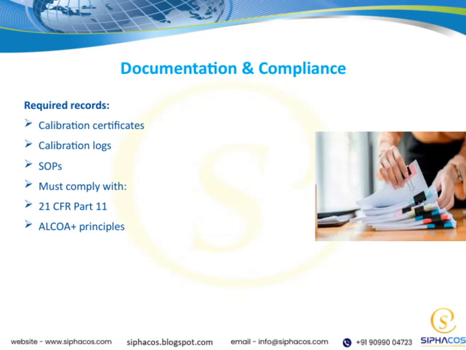Let's talk about documentation and compliance. First, it's essential to keep accurate records, such as calibration certificates and calibration logs. These documents prove that equipment is functioning properly and meets quality standards. Additionally, standard operating procedures, or SOPs, are vital to ensure consistency and clarity in our processes.